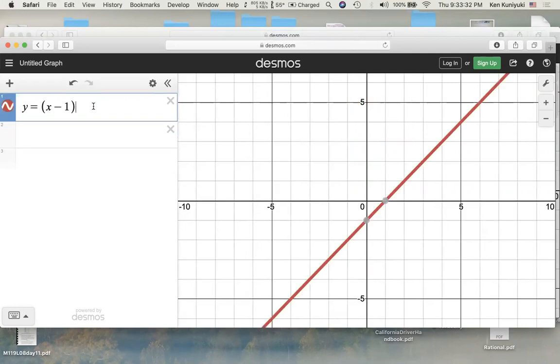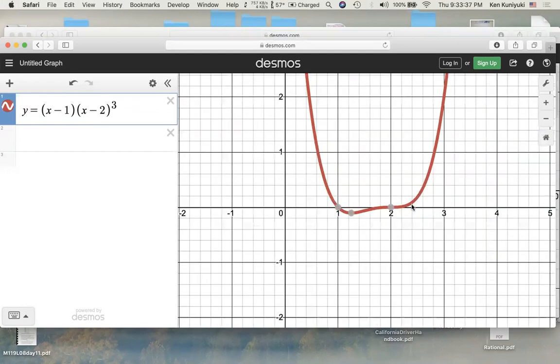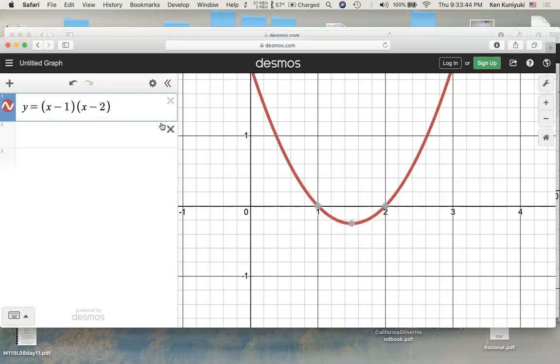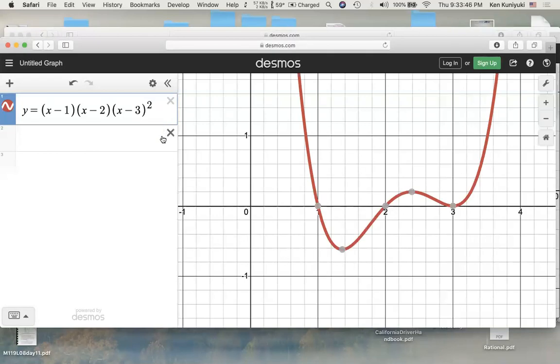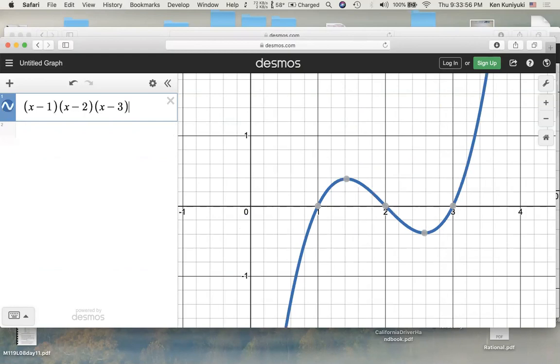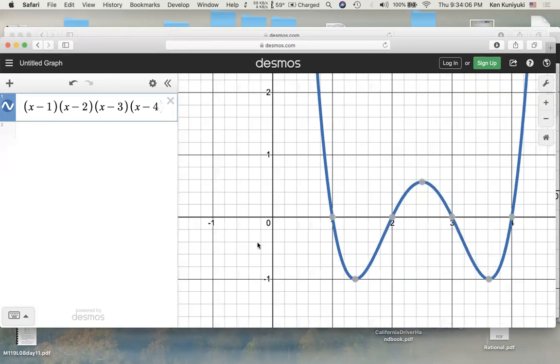X minus 1 times x minus 2 all cubed. That's fourth degree. Oh, it's kind of a close call here. And we have two distinct real zeros. How about three distinct real zeros? Let's tack on x minus 3, and that's squared. We have three distinct real zeros. And then finally, x minus 1, x minus 2, x minus 3, x minus 4: x equals 1, x equals 2, x equals 3, x equals 4. In the long run, it's a W.